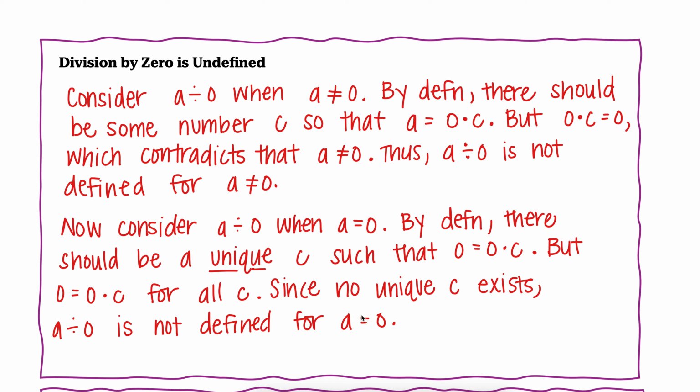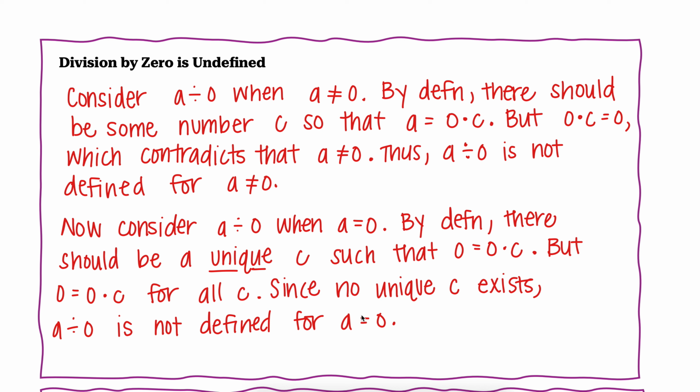Now, when you're trying to divide by 0, instead of a divided by b, we're going to do a divided by 0. And we're going to look at two cases. We're going to look at the case where a is equal to 0, and when a is not 0. There's no other options for a. A is either 0 or it's not. So we're going to look at both cases and show how division by 0 does not work in either case.